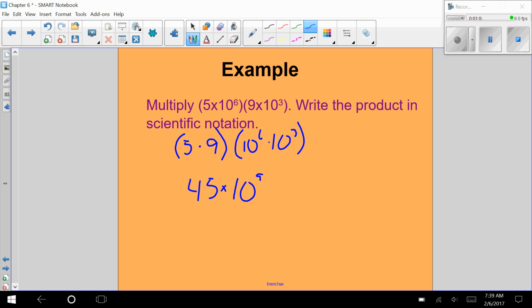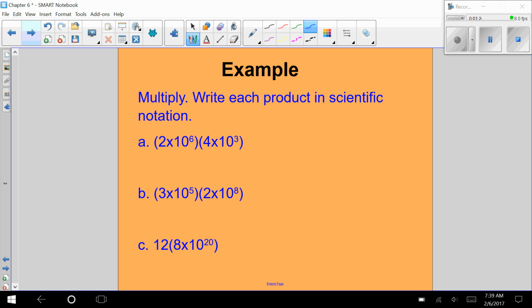You'll notice 45 is not scientific notation. We would rewrite that as 4.5 times 10 to the 1st. But then we still have this times 10 to the 9th. We combine those 10s and get 4.5 times 10 to the 10th power. And there's our answer.